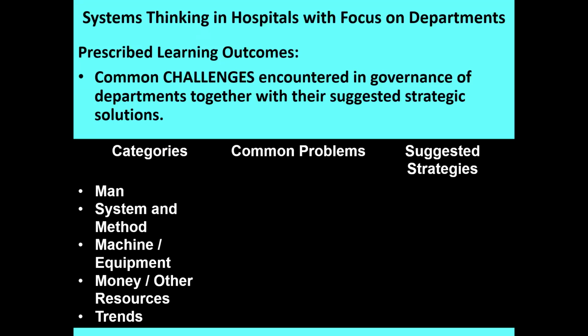Let's now go to the last learning objective, which is the common challenges encountered in governance of departments together with their suggested strategic solutions. The challenges can be in at least five categories. This is at least, but these are the more common ones: man, system and method, machine and equipment, money and other resources, trends in hospital industry, healthcare, and medical science.